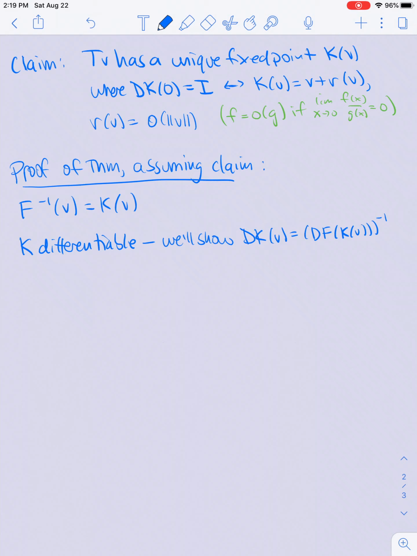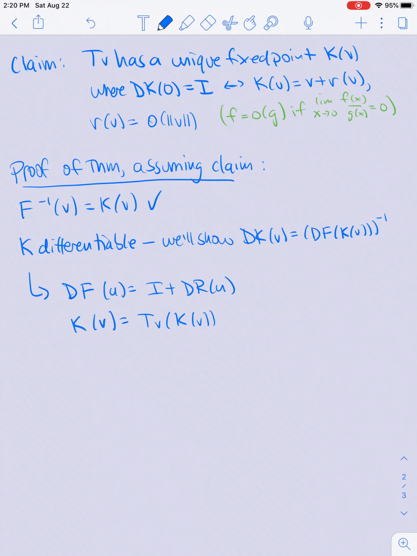So the final thing that we're going to show in this video, and we're going to prove the claim in the next video, is that k is differentiable. So the fact that f of v is defined, we just need to show that k is differentiable. Notice that df at a point u is equal to I plus dr at u. Also notice that because k of v is a fixed point of tv, then k of v is equal to tv of k of v, which is equal to v minus r of k of v.